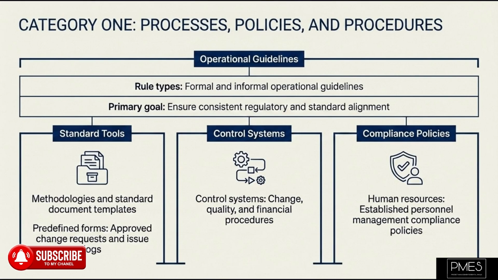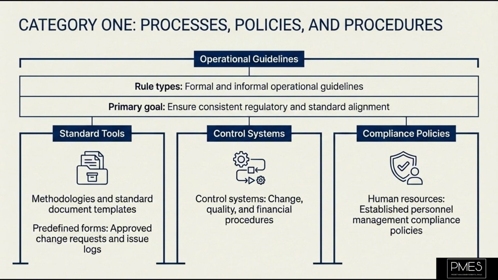Organizational process assets fall into two primary categories. The first category includes processes, policies, and procedures. These are formal or informal guidelines that dictate how work is performed within the organization. Examples include the organization's standard methodologies, templates for documents like a work breakdown structure or a risk register, and predefined forms for change requests or issue logs.